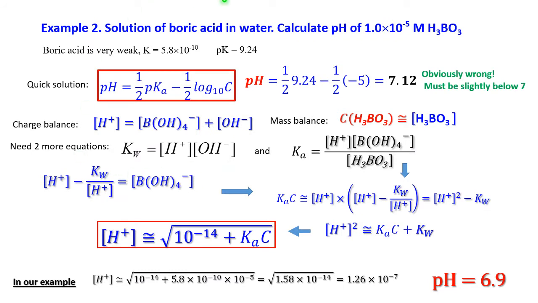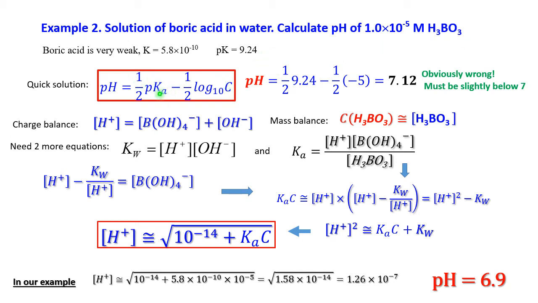Next, a solution of boric acid in water. Let's calculate the pH of 1 times 10 to the negative 5 molar boric acid. Now, boric acid is very weak. Its constant is 5.8 times 10 to the negative 10, which gives pKa 9.24. So even at this low concentration, most of the boric acid will still stay as boric acid.